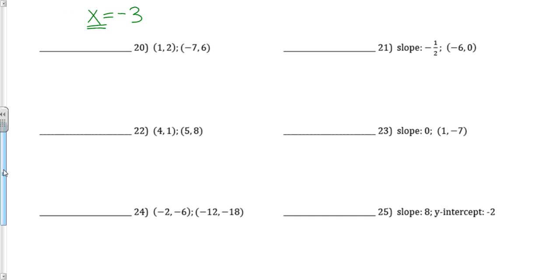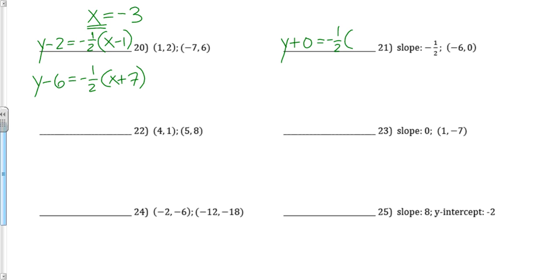For number 20, you should get a slope of -1/2. So you would have y minus 2 equals -1/2 times x minus 1. Or using the second point, you would have had y minus 6 equals -1/2 times x plus 7. 21 also has a slope of -1/2. Here you would have y, it's 0, so it doesn't matter whether we write plus or minus. I tend to write plus 0, but it's the same either way. So y plus 0 equals -1/2 times x plus 6.